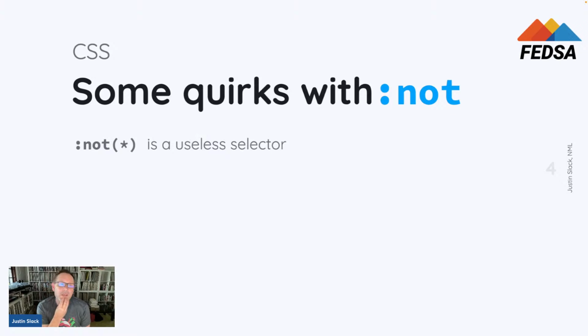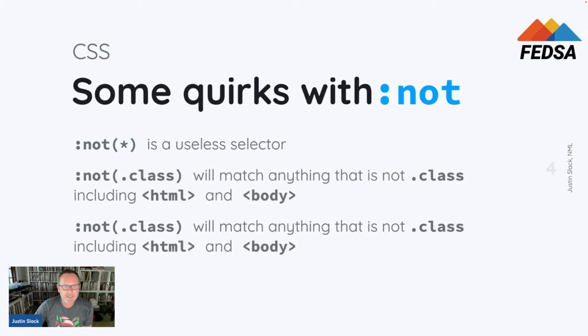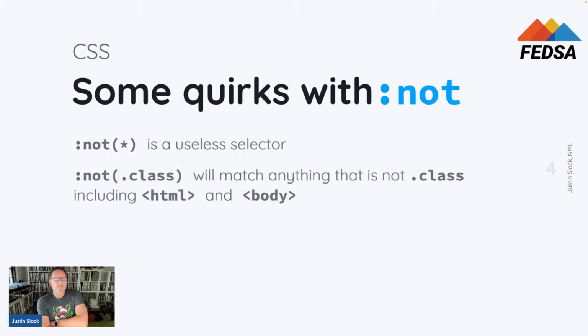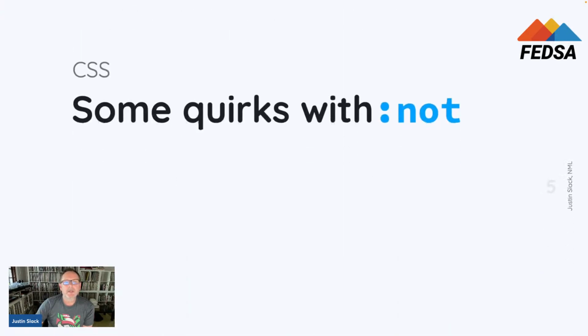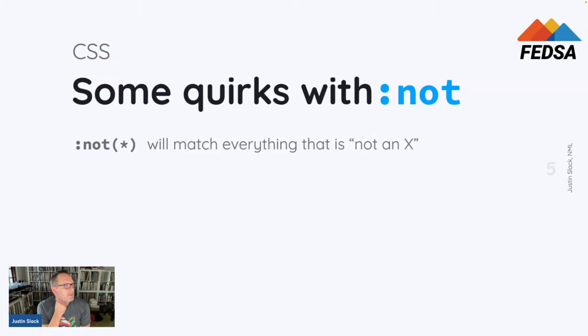With many selectors we can use the star, which selects all elements. Using that within :not is just a waste of time. Nothing's going to happen. We need to bear in mind that when we write :not(.class), referring to any class, that will match anything that is not that specific class. So we need to be quite careful how we use these, because that will also include our html and body tags, for example. So :not and then whatever's in it will match anything that is not that.